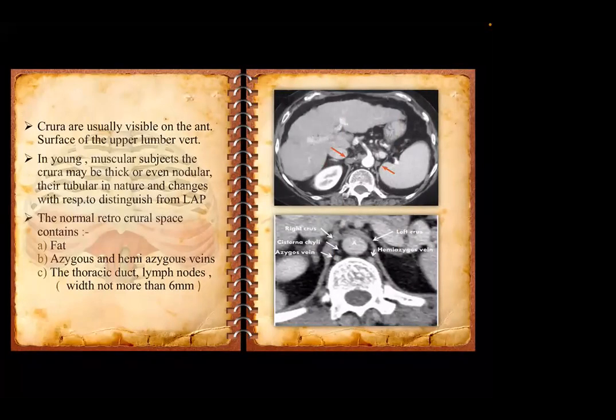Crura are usually visible on the anterior surface of the upper lumbar vertebra. In a young muscular subject, the crura may be thick or even nodular; they are tubular in nature and change with respiration, to distinguish them from lymphadenopathy. In this picture, the normal retrocrural space contains fat, azygos and hemiazygos veins, thoracic duct, and lymph nodes of not more than 6 millimeters.